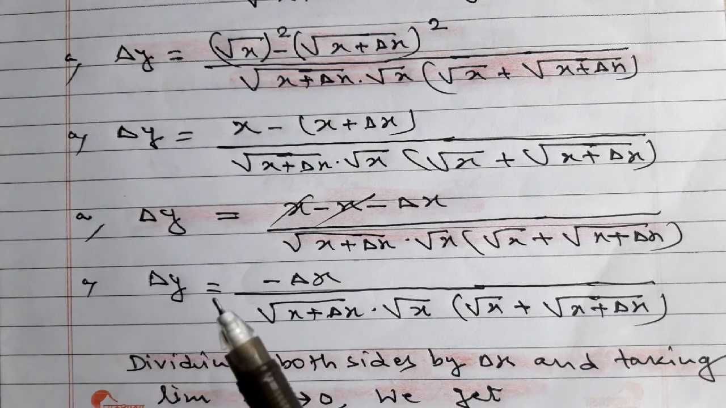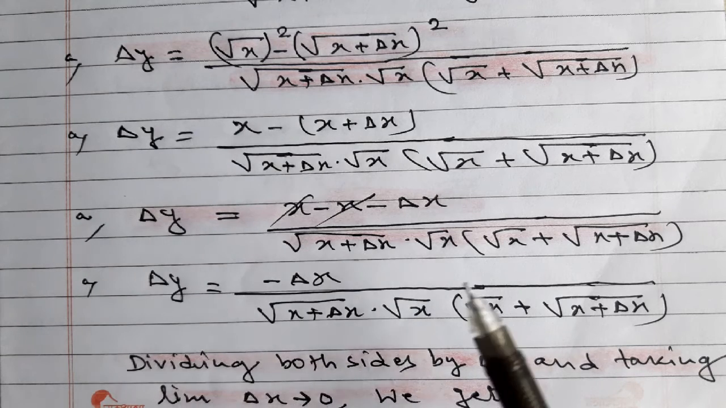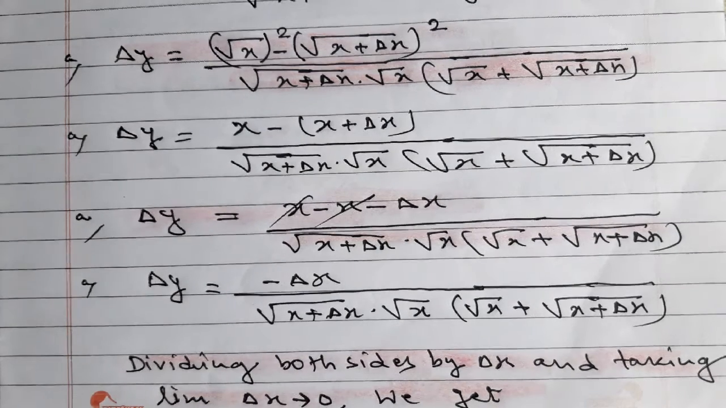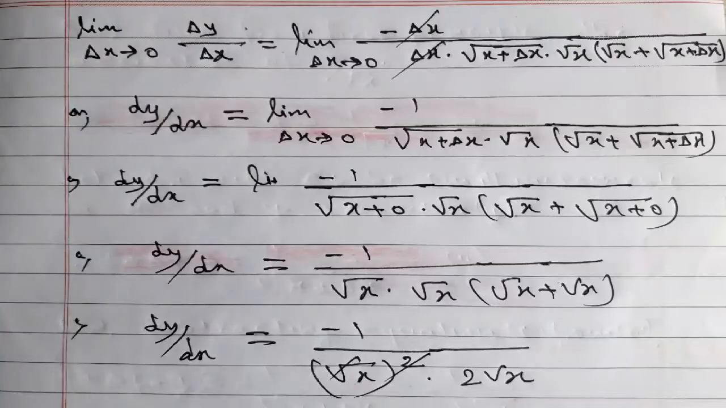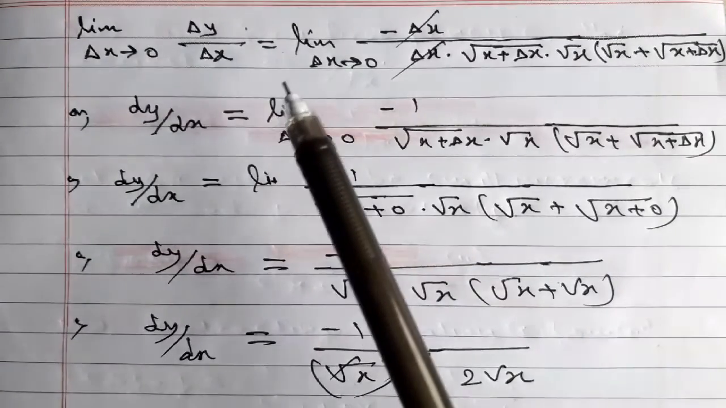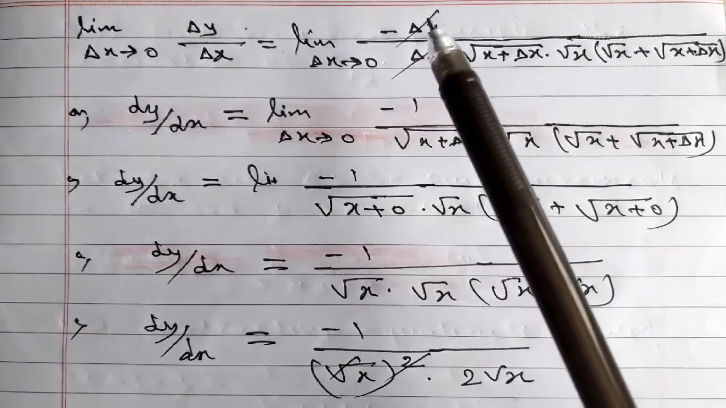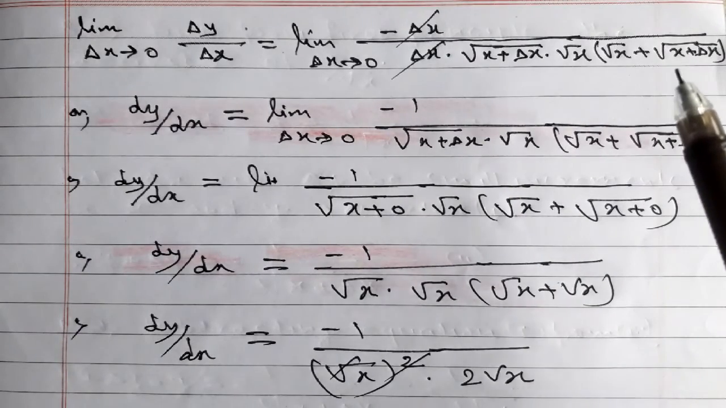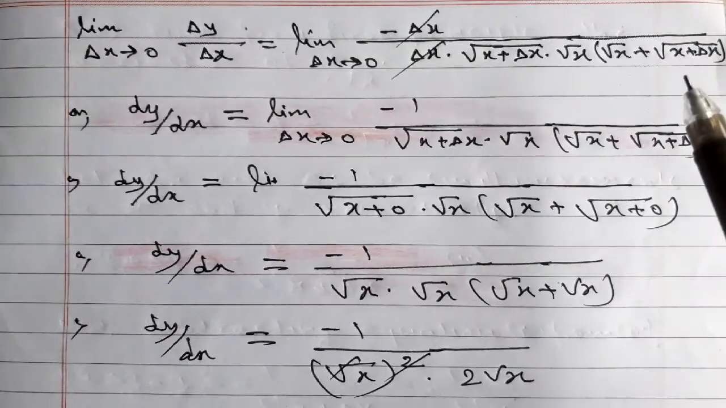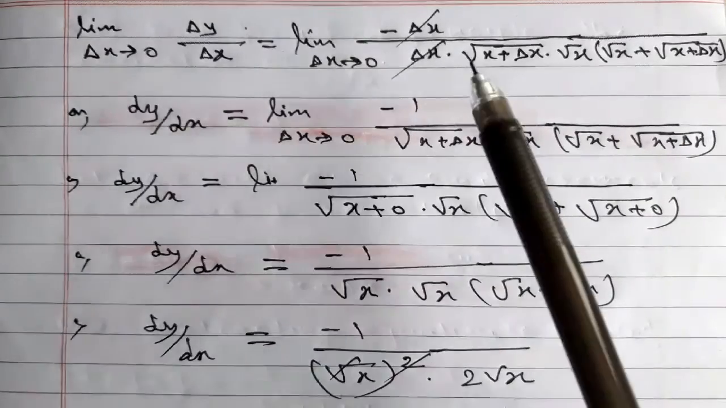After finding the value of delta y, we have to divide by delta x on both sides and take limit delta x tends to 0. Dividing both sides by delta x and taking limit delta x tends to 0, we get limit delta x tends to 0, delta y by delta x equals limit delta x tends to 0 of minus delta x divided by delta x, root x plus delta x into root x, bracket root x plus delta x. So keeping the other terms as it is and dividing by delta x on both sides.